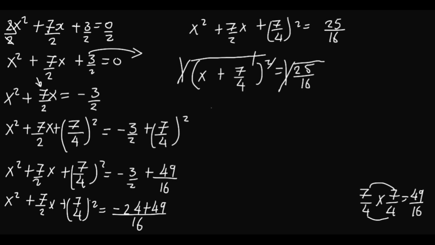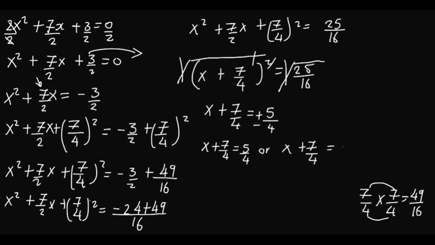So we can see that now we get x plus 7 over 4 is equal to, the square root is affecting both the numerator and the denominator. So the square root of 25 is 5. The square root of 16 is 4. So this will be plus or minus. So now we can have two equations. The first equation is x plus 7 over 4 equals plus 5 over 4, or x plus 7 over 4 is equal to minus 5 over 4.